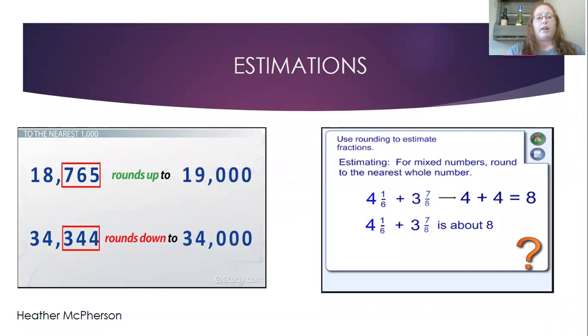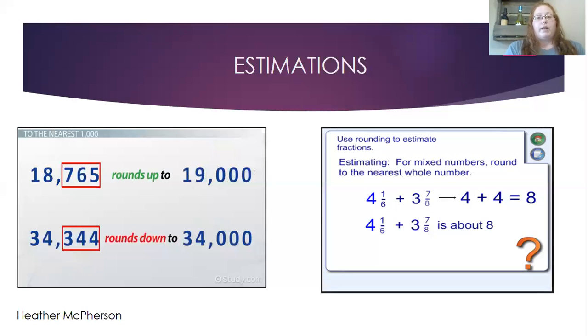My example on the left, 18,765, is going to round up to 19,000 because the 7 that's in the hundreds place is higher than 5, so you would round up. On the other hand, 34,344 is going to round down to 34,000 because the 3, which is in the hundreds place, is lower than 5, so you wouldn't round up, you'd round down.